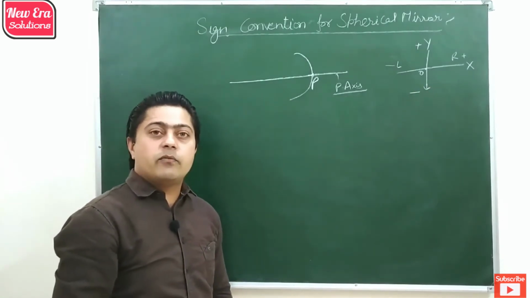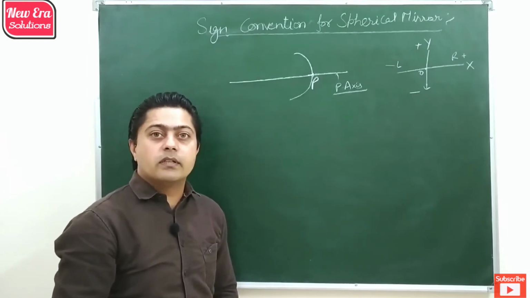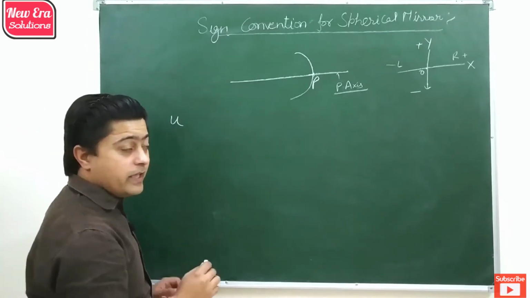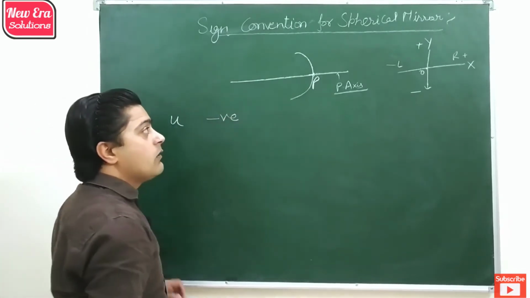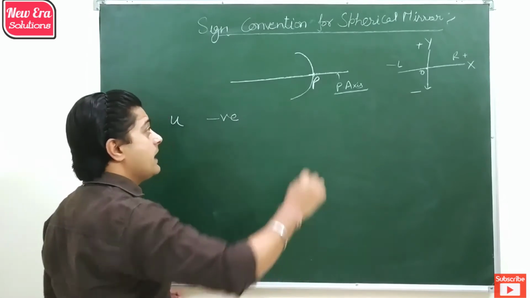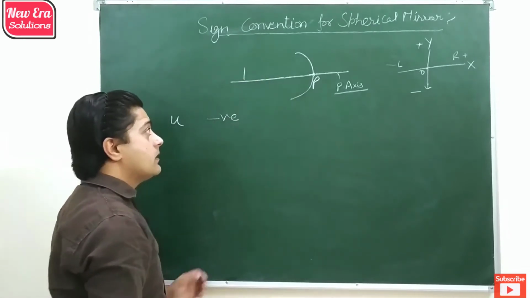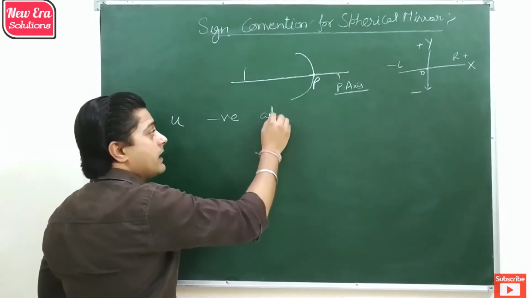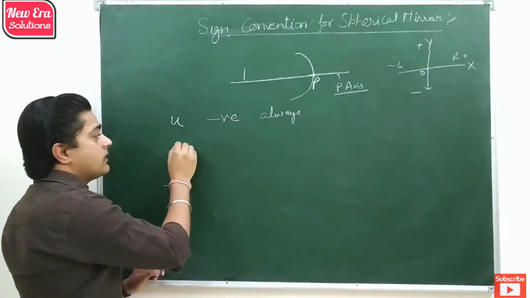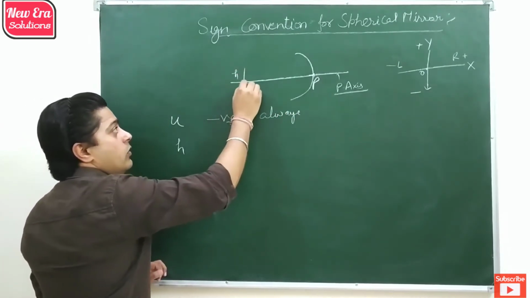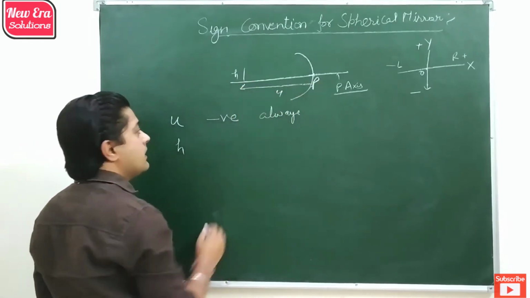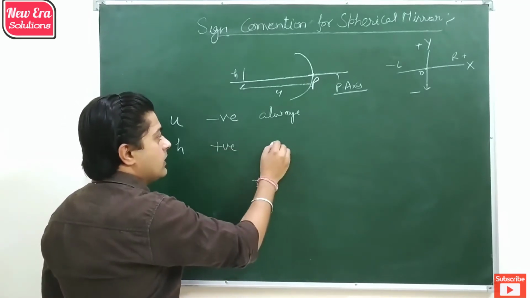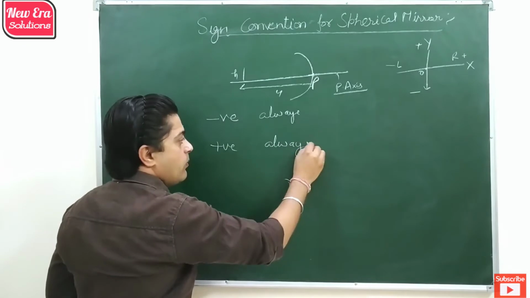The same concept we can use in spherical mirrors. For example, the distance of the object u is always negative because we always place the object in front of the mirror. That's why, being towards the left hand side of the pole, it is given a negative sign. Second, the height of the object. The height of the object is positive because it is above the principal axis.